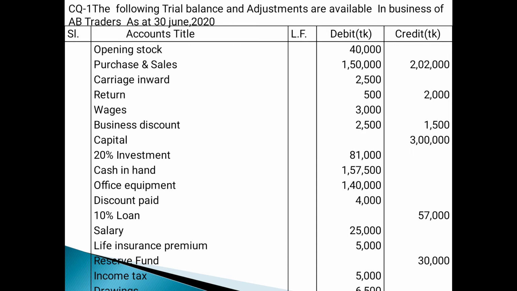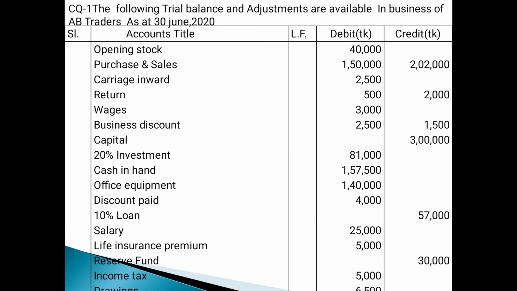Another item is sales. Sales is the main source of income of any business organization. So it is part of the income statement. The first item of the income statement is sales, so it is written in the income statement. Next is carriage inward. It is one kind of expense, that is direct expenses. It is written in cost of goods sold under the direct expenses head.